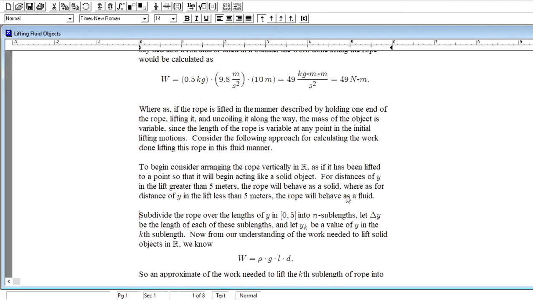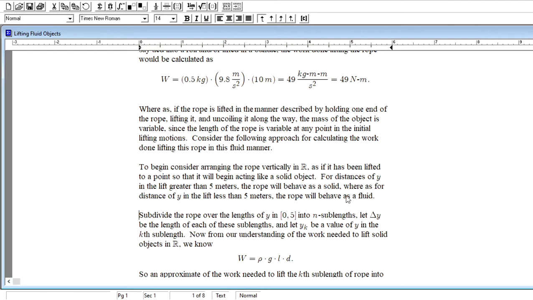At this point, we're now going to subdivide the rope into n sublengths vertically. We're going to go through and cut up that rope vertically over that interval from 0 to 5 where it's behaving like a fluid, and cut it up into n sublengths. And we're going to let delta y be the width of each of those sublengths. And we're going to let y sub k be an observation of y in each of those k sublengths.